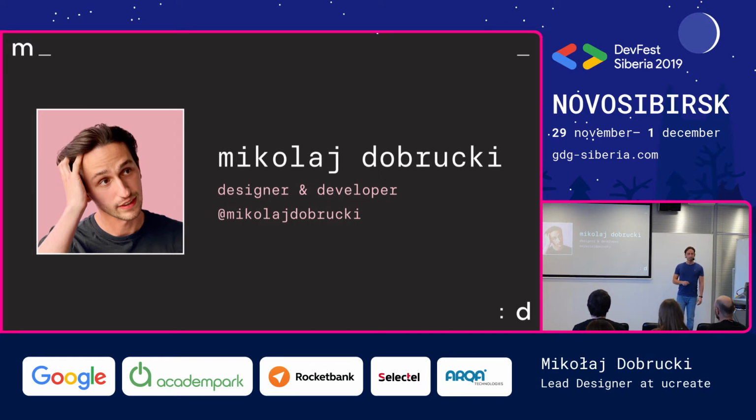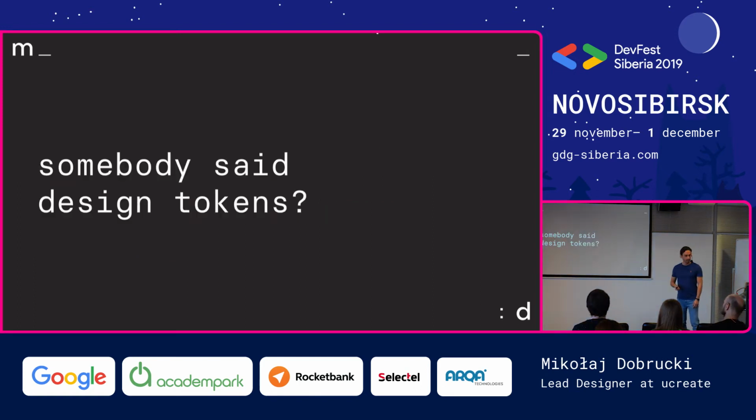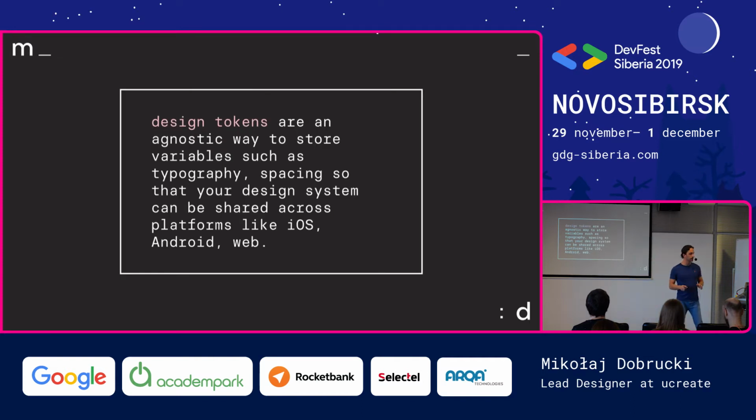All right. So what do we usually perceive as design tokens? Or what are design tokens most well known as? If you search on the web for design tokens in general, you will probably find quite a few possible descriptions. And usually, probably the one that is most popular, or that you'll stumble upon sooner or later, is more or less that design tokens are an agnostic way to store variables such as typography, spacing, so your design system can be shared across platforms like iOS, Android, and web.